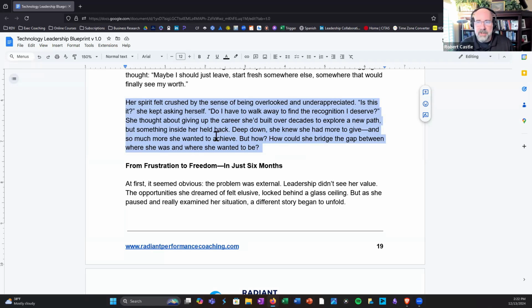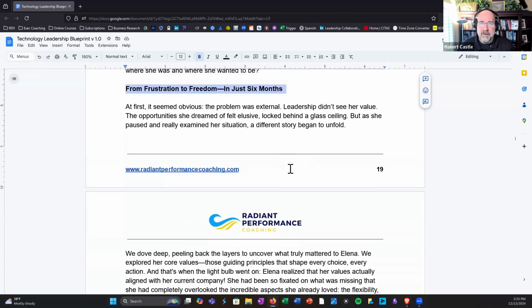Deep down, she knew she had more to give and so much more that she wanted to achieve. But how? How could she bridge the gap between where she was and where she wanted to be? So she went from frustration to freedom in 6 months. At first, it seemed obvious. The problem was external. Leadership didn't see her value.